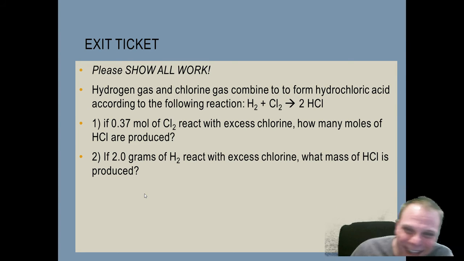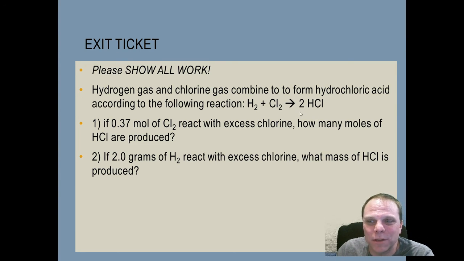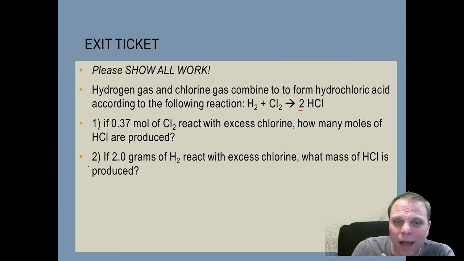And we're back. Okay. Balanced chemical equation already done for us. If you see a number out there in front of that, we've already balanced it for you, right? So you don't have to do that part. It says 0.37 moles of Cl2 reactant, excess chlorine. How many moles of HCl are produced?